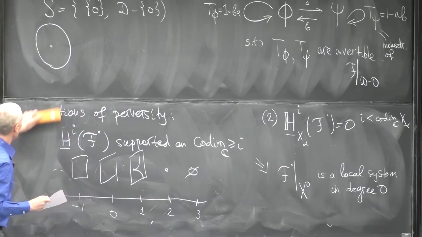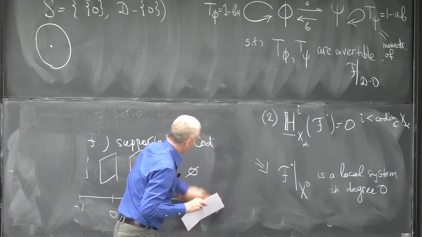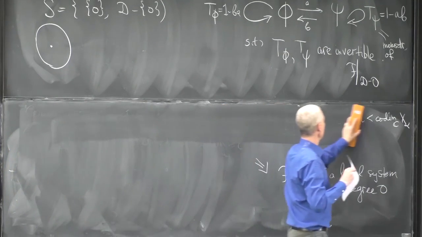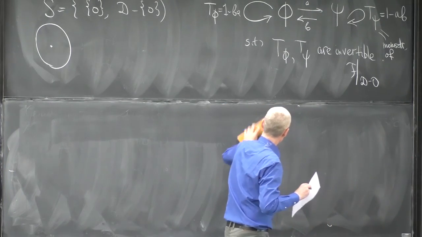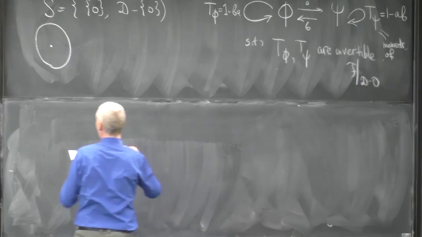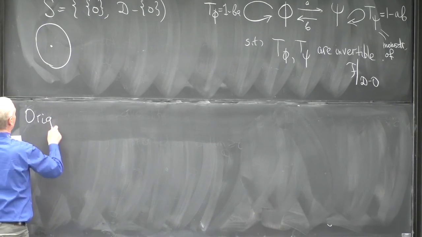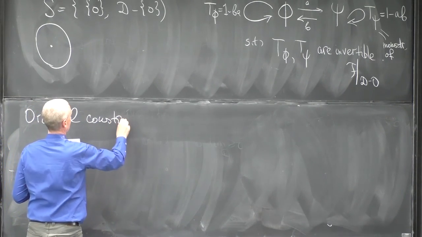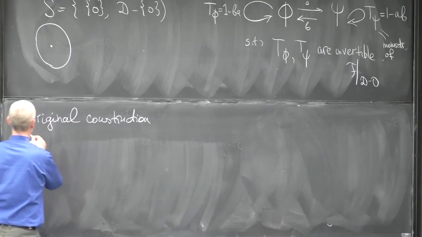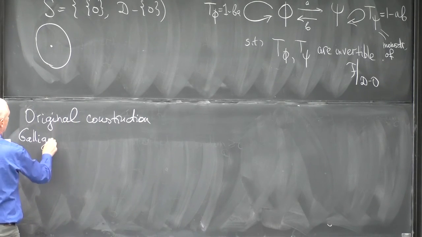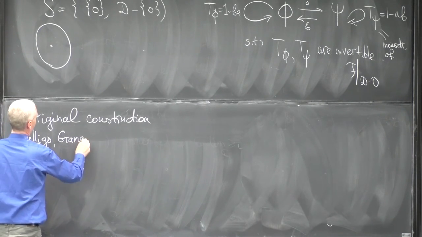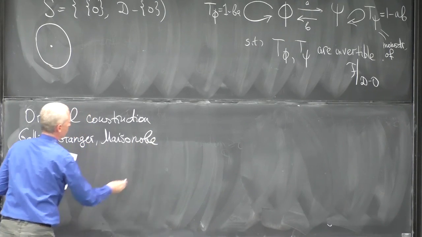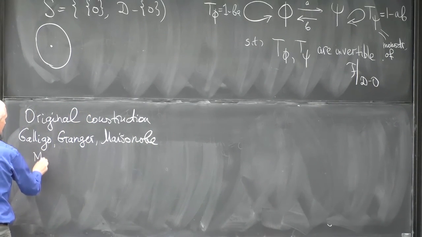What's interesting here, I want to recall also the original proof of this, or construction of this theorem, back from the 80s. The original construction was by Galligo, Granger, Maisonobe, and they attribute the main idea to Malgrange.